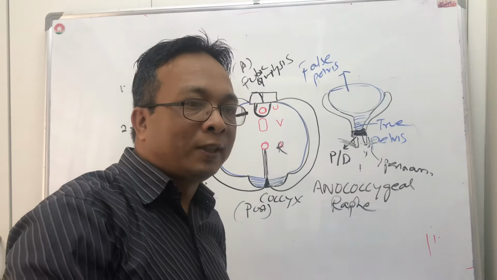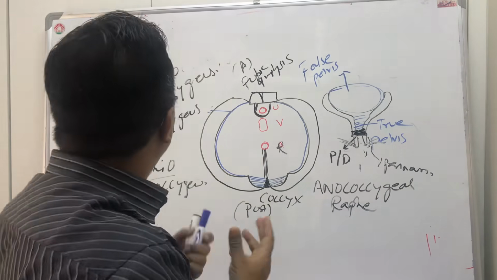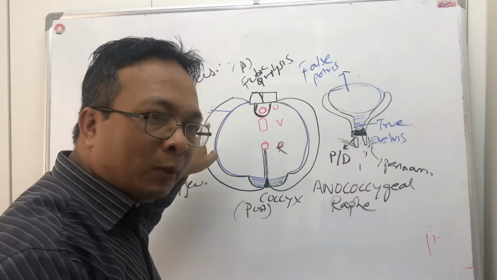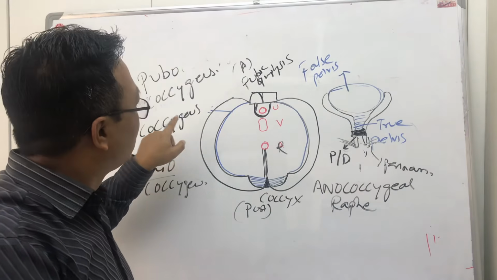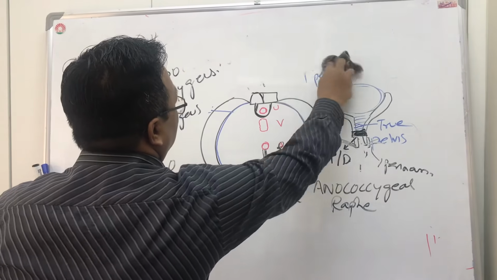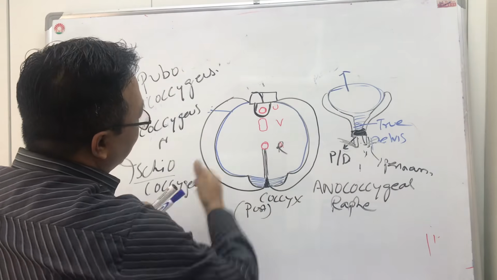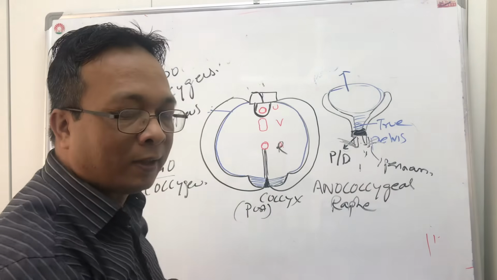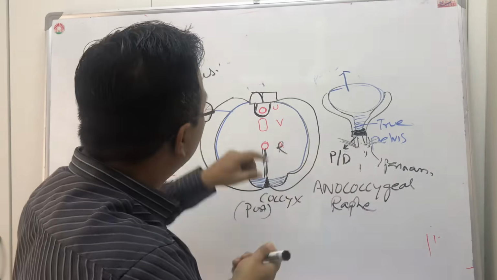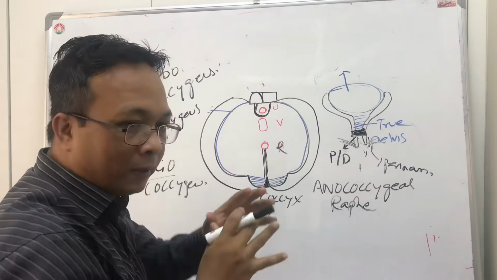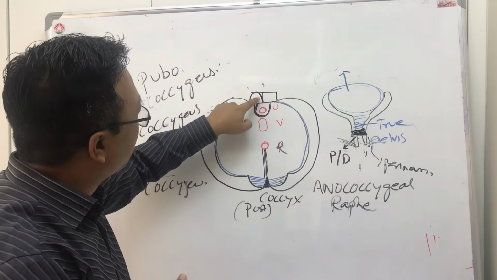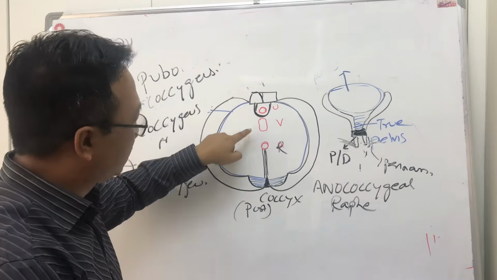So what is sphincter urethra? It is a modified pubococcygeus muscle. It is like a sling holding the urethra. So this is a modification of the pubococcygeus muscle. Pubis to coccyx, pubococcygeus muscle.